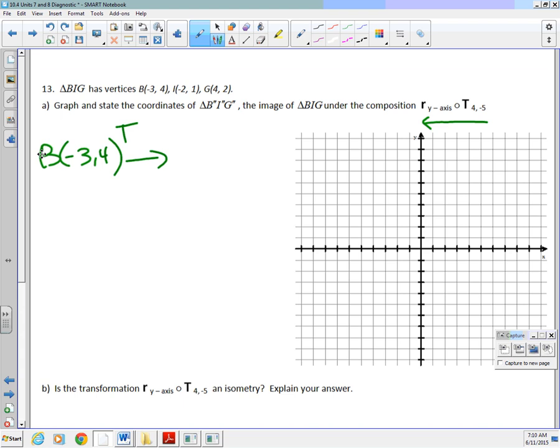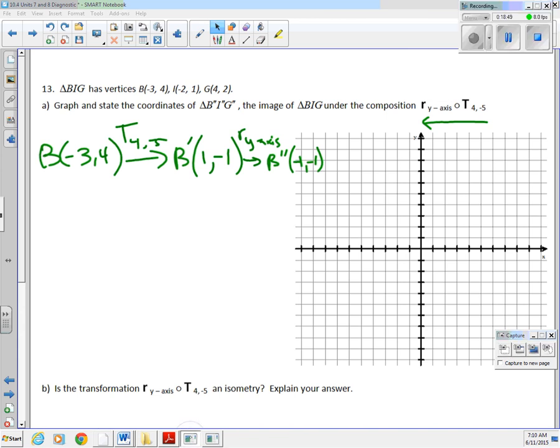So we're translating 4, negative 5, and we're getting B prime. So that would become positive 1 and negative 1. We're just adding the x's to the x's and the y's to the y's. And then I reflect over the y-axis, which means I'm going to negate my x. So B double prime is negative 1, negative 1. So I'm graphing that on here. In fact, I should probably graph the original on here as well. And there's the original. So I'm actually now going to graph B double prime, which is negative 1, comma, negative 1, and I will graph the others as well. Negative 1 is here, so that's B double prime.